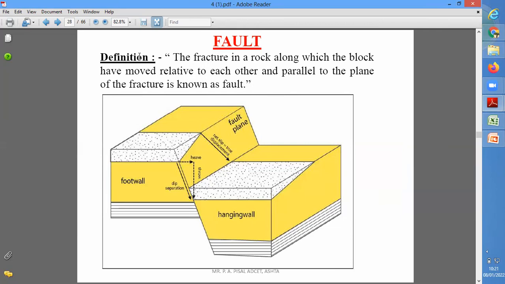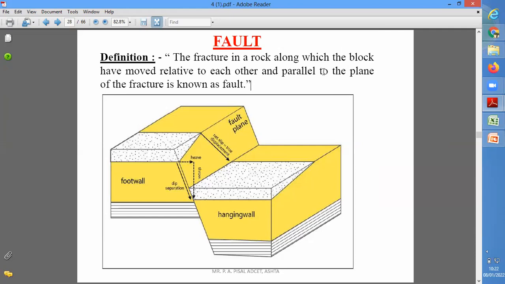Now, from this crack, what will happen? One rock can be converted into two blocks, and those blocks move relative to each other. There will be movement in these two blocks relative to each other. Now, what is the meaning of relative to each other? It means one block moves in the upward direction, one block moves towards the downward direction, opposite direction movement will be there, and they are parallel to the plane of fracture.